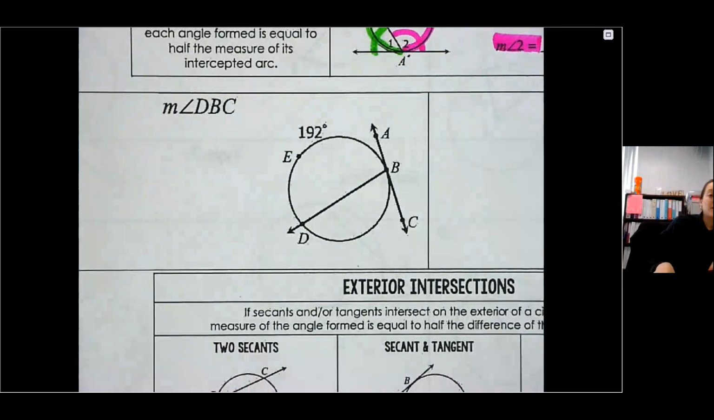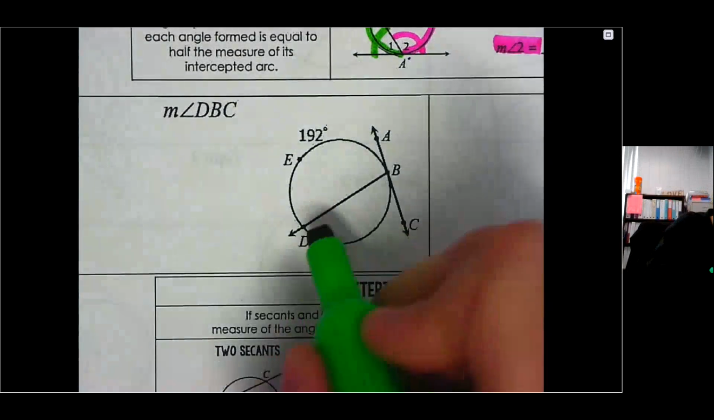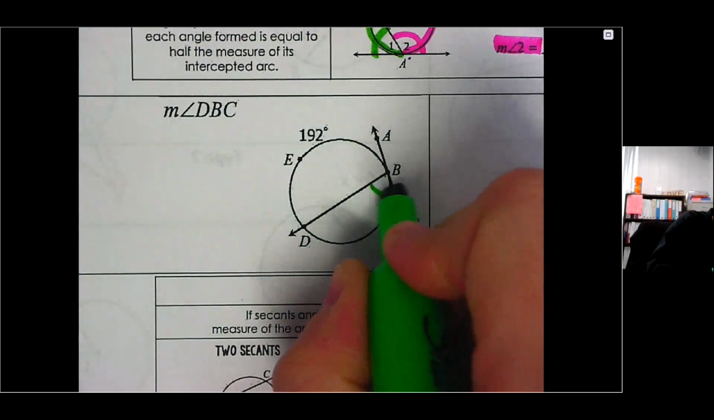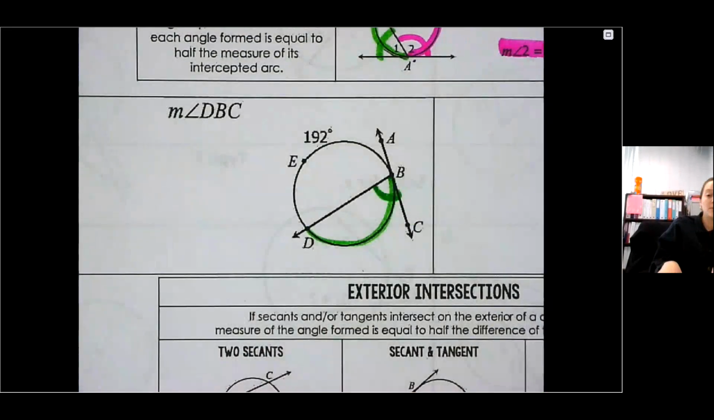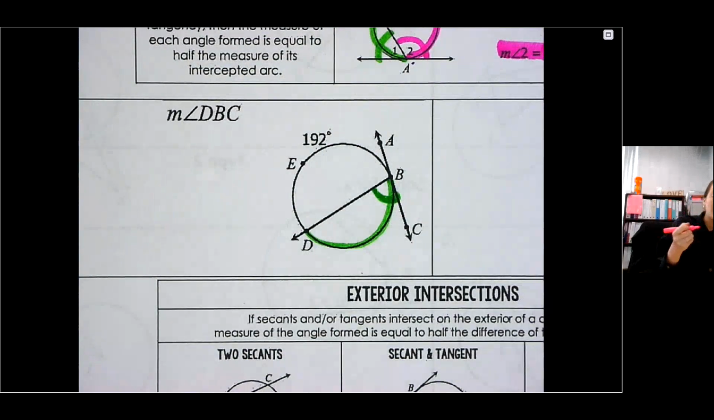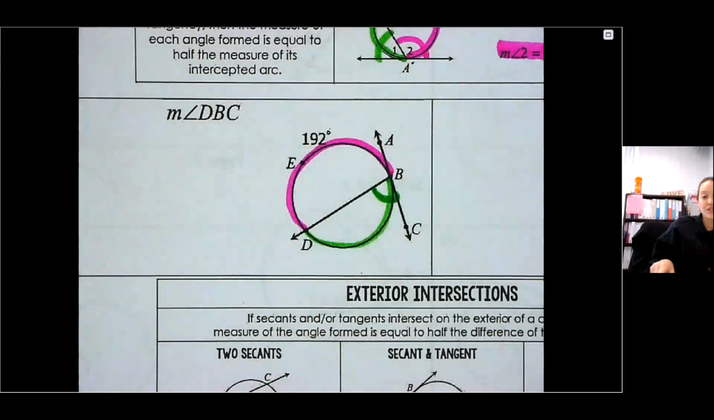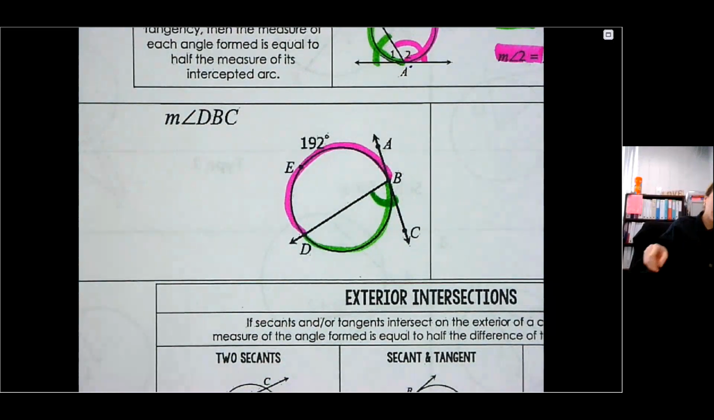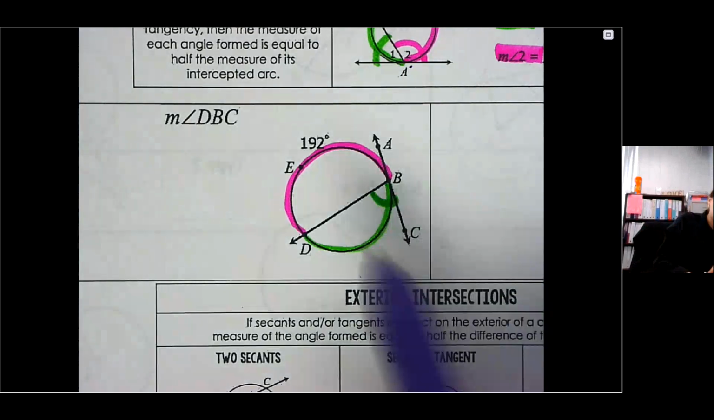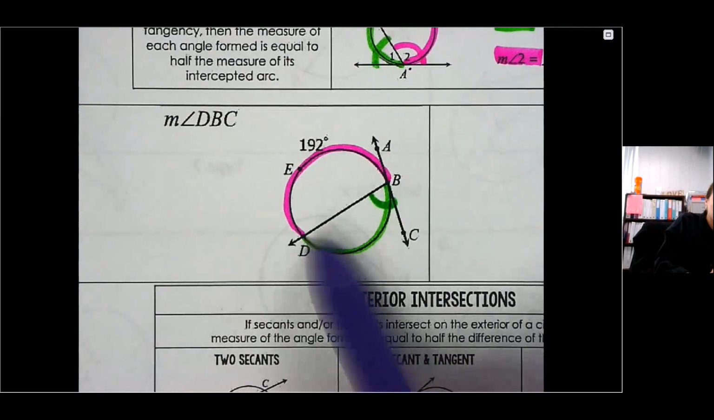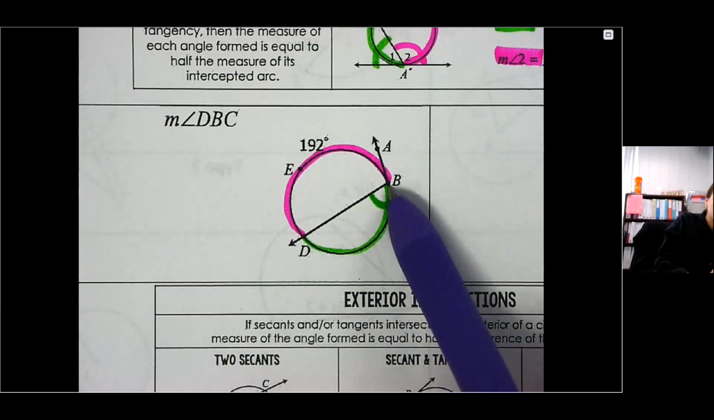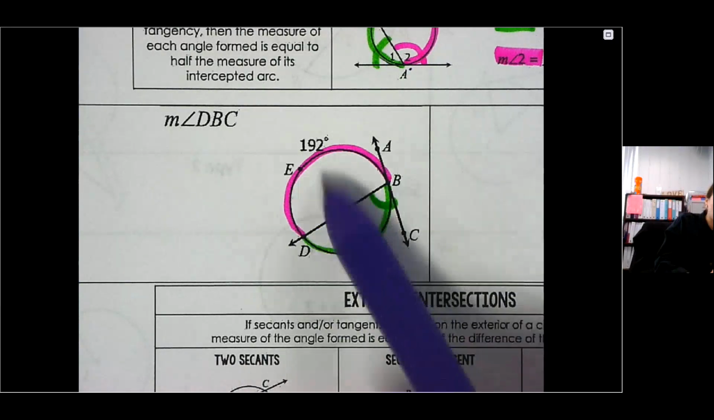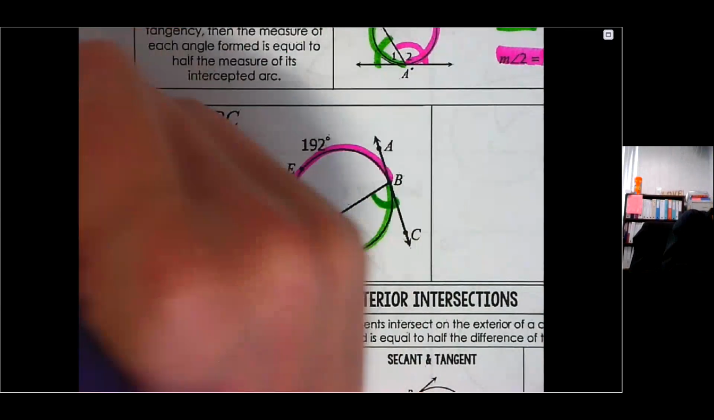So in the first one, it says find the measure of angle DBC. DBC is this angle right here, and it opens up to this arc DB. Now I've got a little bit of a problem, which is I have nothing on that side. The only thing I have is that this arc is worth 192 degrees. So what I'm going to do first is figure out the remaining arc over here, DB. I know this is a circle, so a circle in total is 360 degrees. So to find just this green arc from D to B, I'm going to take 192 away from 360.